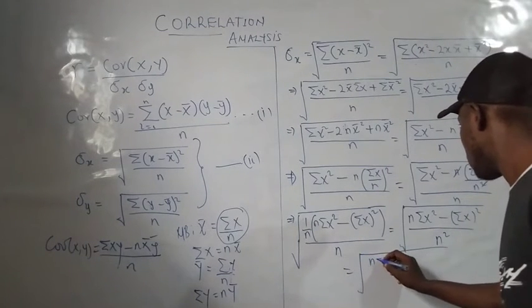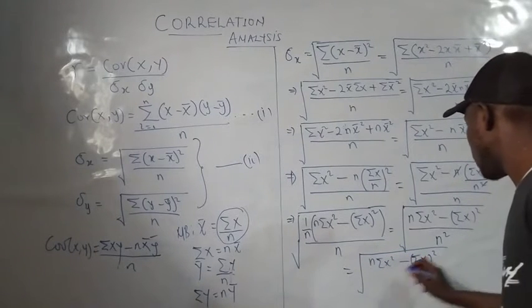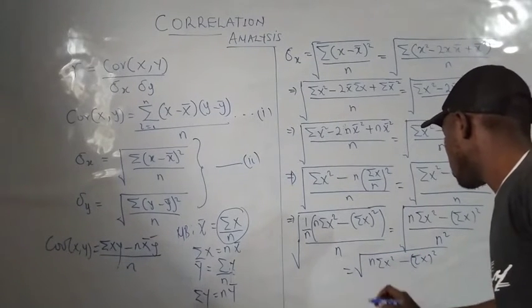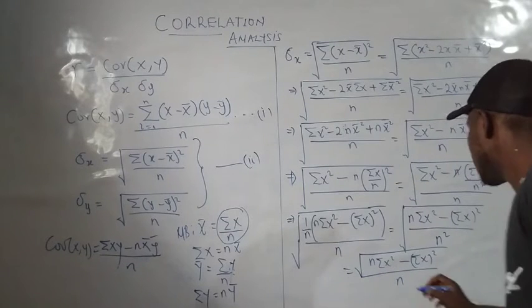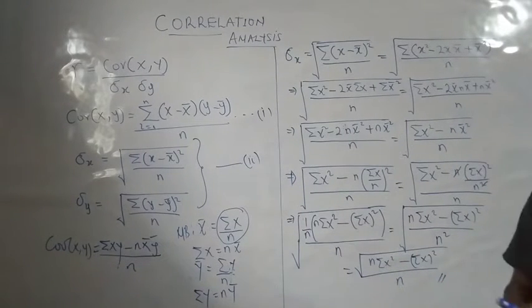Of n summation x squared minus summation of x all the bracket squared, so that this square root will be limited to the numerator all over n, since the square root of n squared is just n. So we arrive at this.